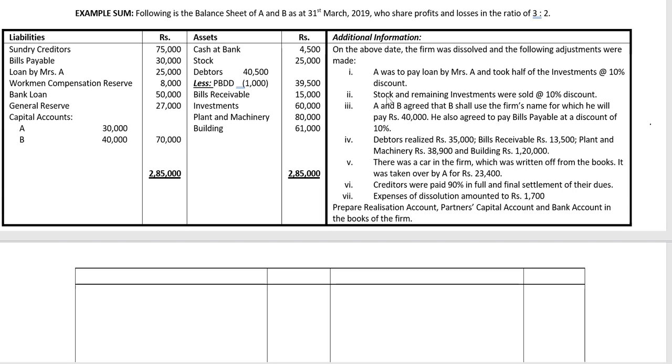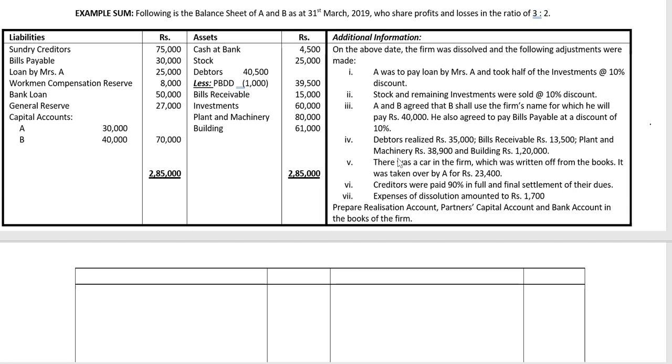First point, A was to pay loan by Mrs. A and took over half of the investments at 10% discount. Second point, stock and remaining investments were sold at 10% discount. Third point, A and B agreed that B shall use the firm's name, for which he will pay rupees 40,000. He also agreed to pay bills payable at a discount of 10%.